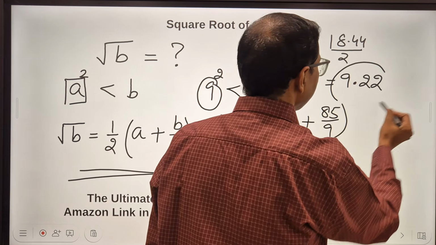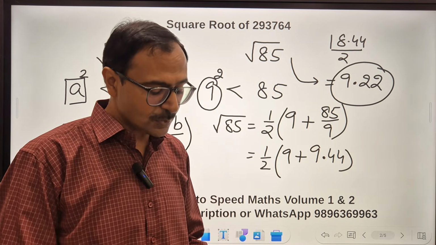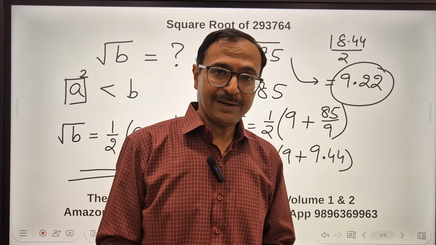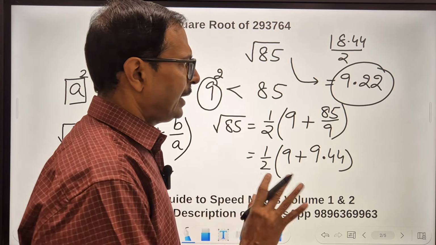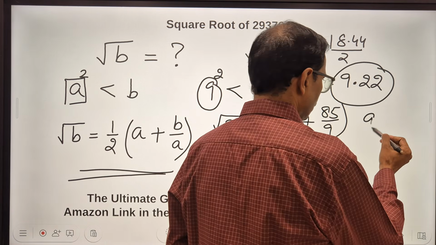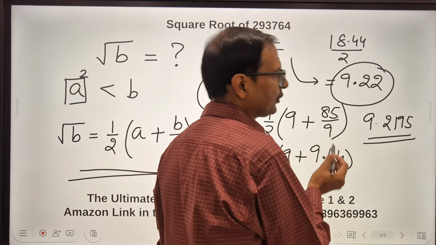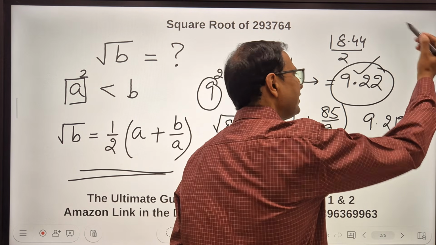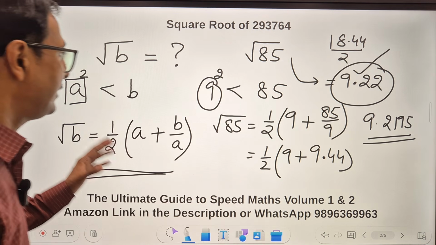And now if you open the calculator and do this calculation, square root of 85 on a calculator, it will show you 9.2195, and round this off to 2 decimal places, you have the answer 9.22. See how wonderfully the method works.